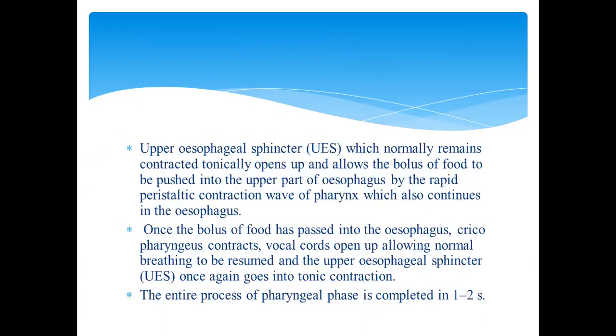The upper esophageal sphincter, which normally remains tonically contracted, opens up and allows the bolus of food to be pushed into the upper part of the esophagus by the rapid peristaltic contraction wave of the pharynx, which also continues in the esophagus. Once the bolus has passed into the esophagus, the cricopharyngeal muscle contracts and the vocal cords open up, allowing normal breathing to resume, and the upper esophageal sphincter once again goes into tonic contraction. The entire pharyngeal phase is completed in 1 to 2 seconds.